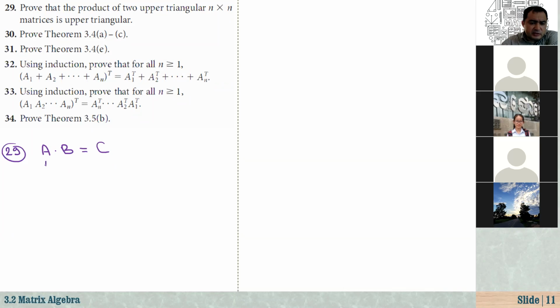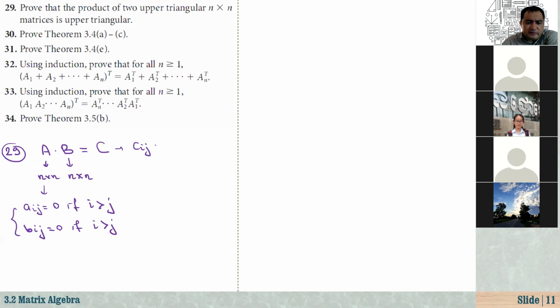Okay. So we know that the dimension of A is n by n. Dimension of B, n by n. More than that, actually it specifies that here Aij is equal to 0 if i is greater than j. And also the entries of B, let's say Bij equals 0 if i is greater than j. These are given. Okay, this is given information. Now we have to show that also for C, if you just take any entry Cij, that's equal to 0 if i is greater than j.